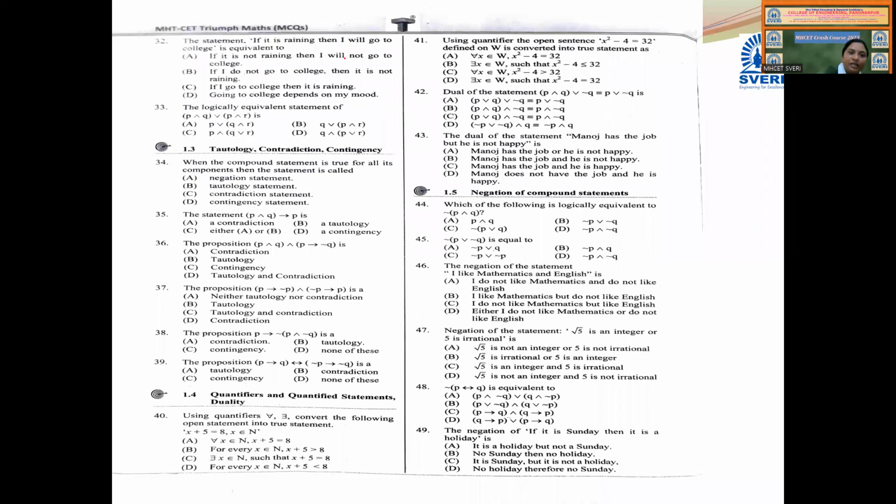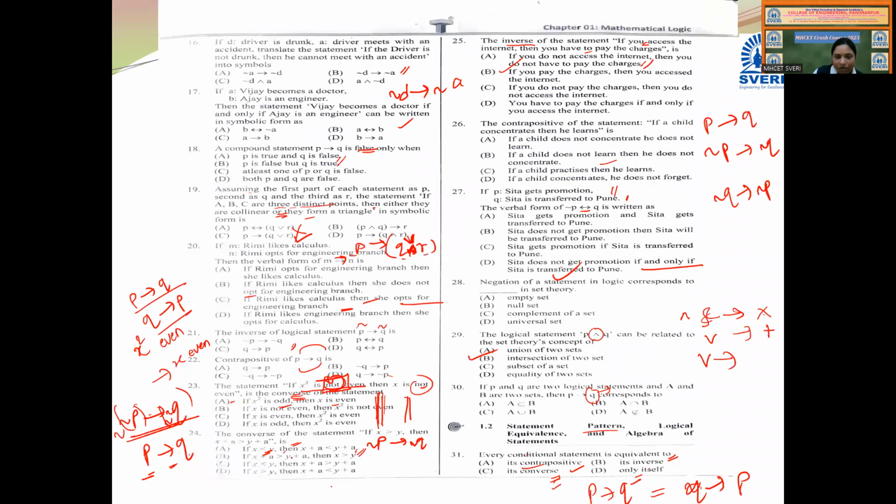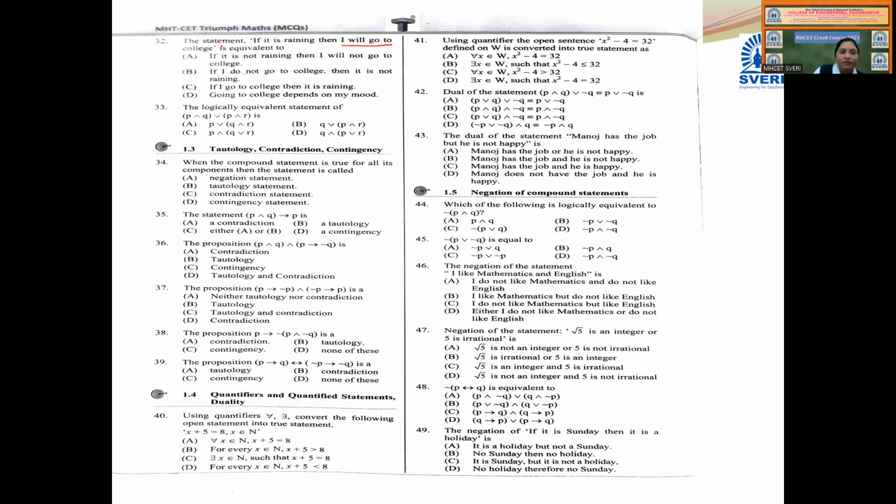Moving on. If it is raining, then I will go to college. This was in the PPT. Is equivalent to, see. Take its contrapositive. We said a statement is equivalent to its contrapositive statement. Negation Q, then negation P. If I do not go to college, then it is not raining. Option B.